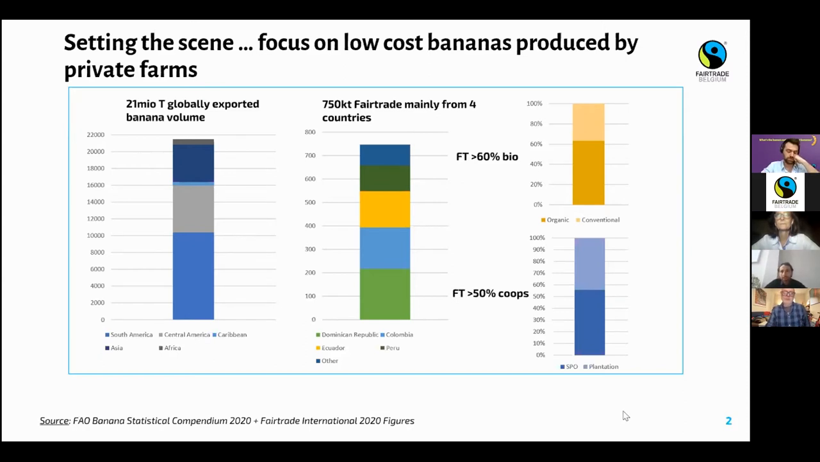But when we compare that to Fairtrade, in 2020 there were about 750,000 tons of Fairtrade certified bananas exported, mainly from four countries: Dominican Republic, Colombia, Ecuador, and Peru. More than 60% was organic, and more than 50% was coming from smallholders organized in cooperatives. But since this webinar is on human rights issues related to low-cost bananas, we want to focus not on the situation of the smallholders, but rather on the workers that work in plantations, and workers that also work for cooperatives. So that's setting the scene.